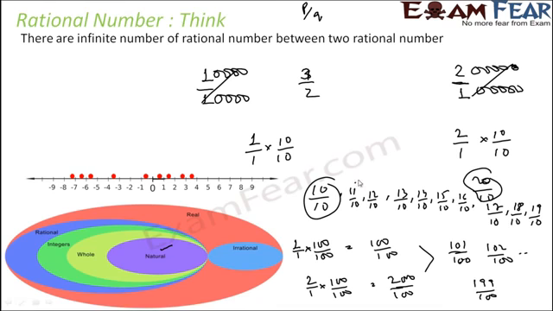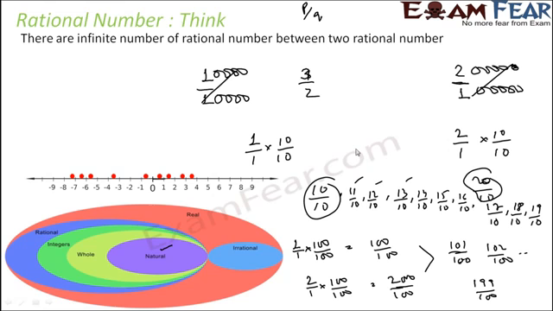Correct? And all these numbers, if you see, are rational numbers. Similarly, if you multiply by 1000, you get all the more numbers. So between any two numbers, if you take, you will find infinite number of rational numbers. Right? So hope you understand the concepts here.